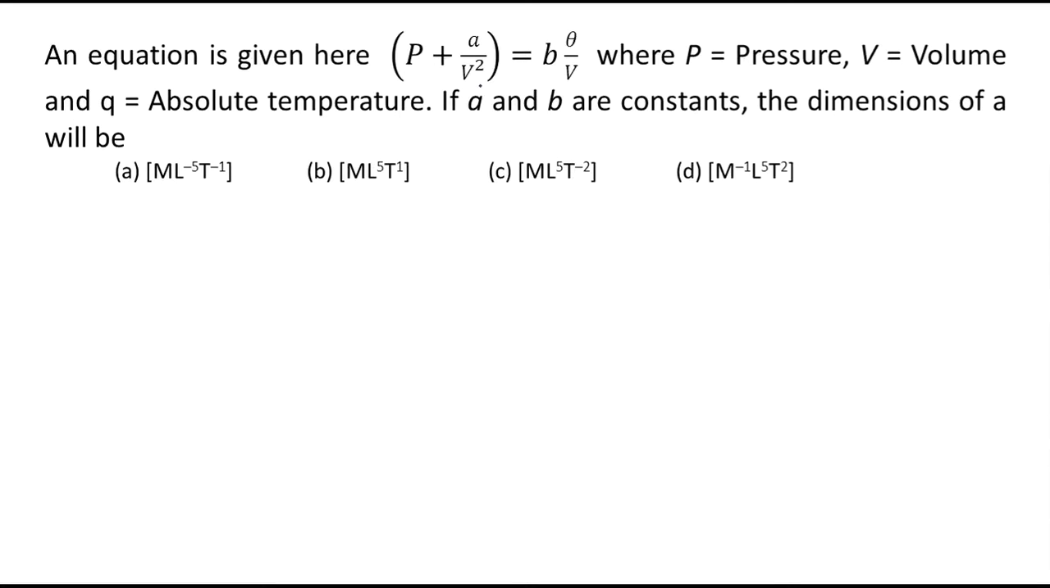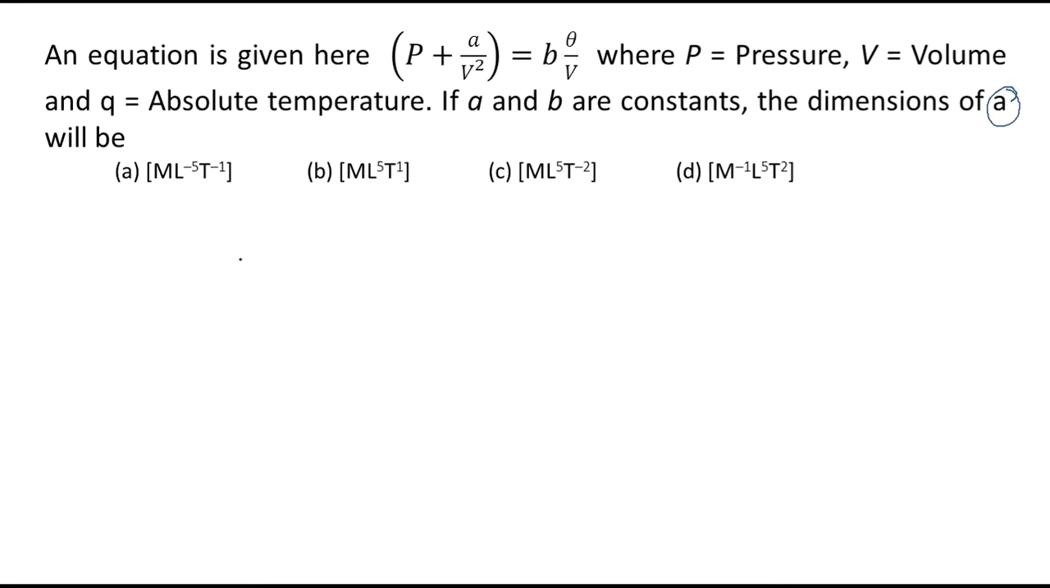And coming to the third problem, an equation is given here. That is P plus A by V square equal to B into theta by V, where P is pressure, V is volume, and theta is absolute temperature. If A and B are constants, then the dimensions of A will be. So we have to find dimensions of A.